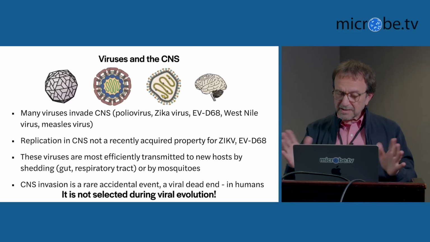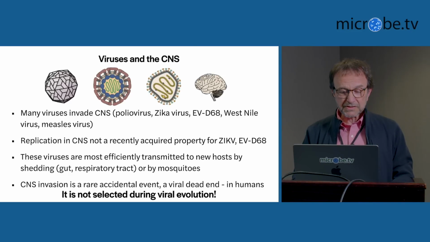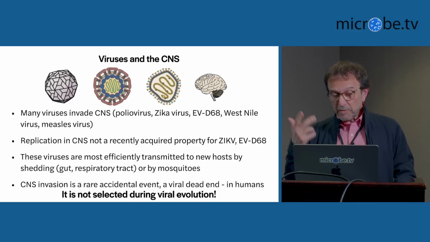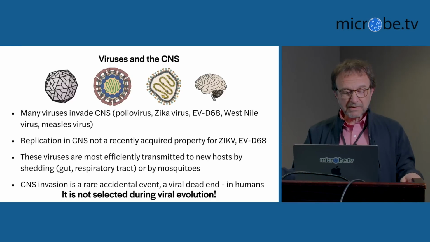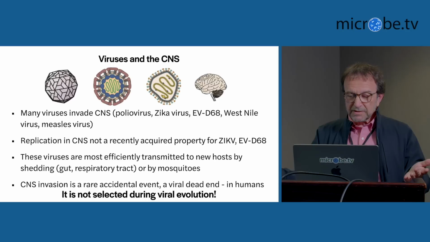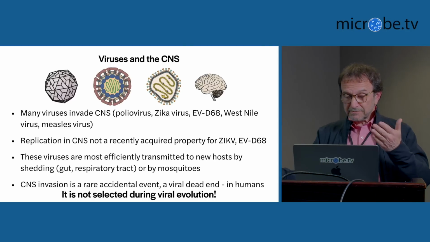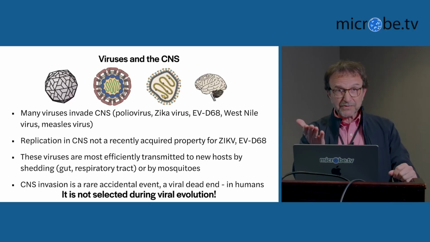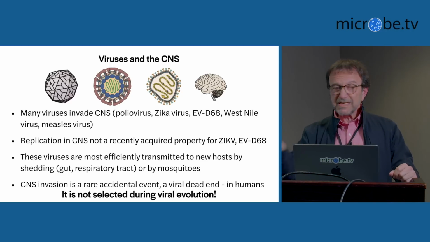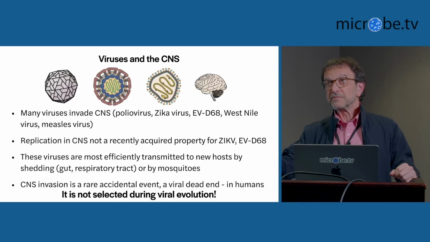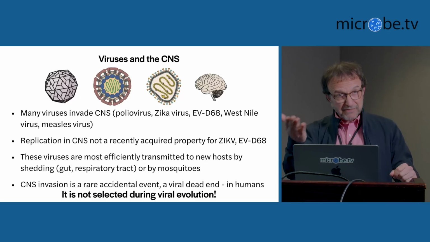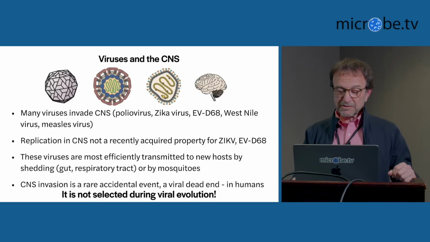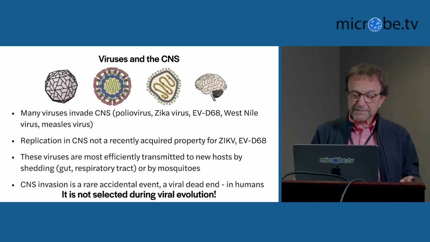Now, a few last comments on viruses in the central nervous system. Many viruses invade the CNS: poliovirus, Zika virus, EV68, West Nile, measles. For the viruses we have looked at, EV68 and also Zika virus, similar story: 1947 to 2015, no paralysis or no neurological disease caused by Zika virus. People are saying, well, it must have mutated. No, actually, in 47, it already had the ability to reproduce in the CNS.